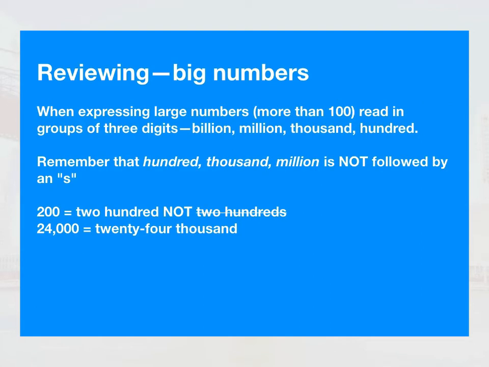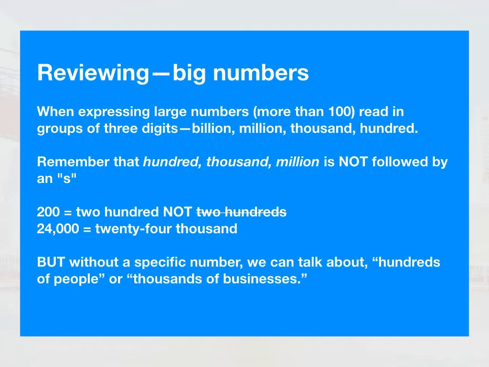Big numbers. When expressing large numbers more than 100, we'll read in groups of 3 digits. Billion, million, hundred, thousand, hundred. Remember that 100, 1,000, or million is not followed by an S. It's an adjective, so it's invariable. 200, 24,000. One small note about this is without a specific number, we can talk about hundreds of people or thousands of businesses. In this case, they are nouns and subjects.